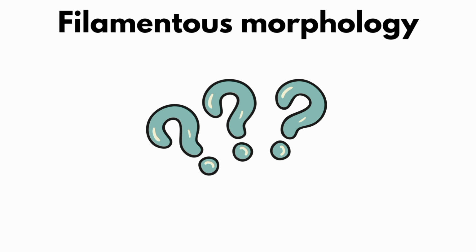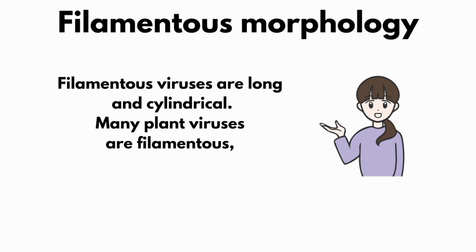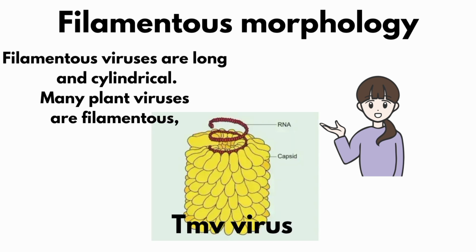Now it is time to talk about viruses with filamentous morphology. What do they look like? And what are examples of viruses with this morphology? Filamentous viruses are long and cylindrical. Many plant viruses are filamentous, including TMV, tobacco mosaic virus.